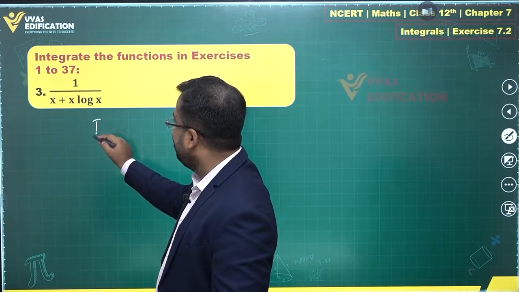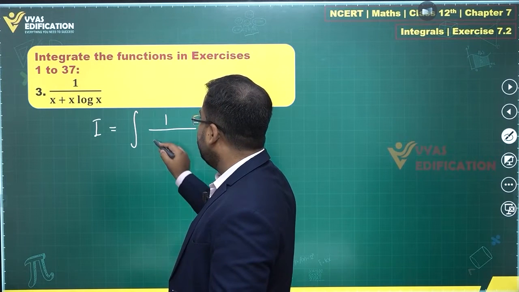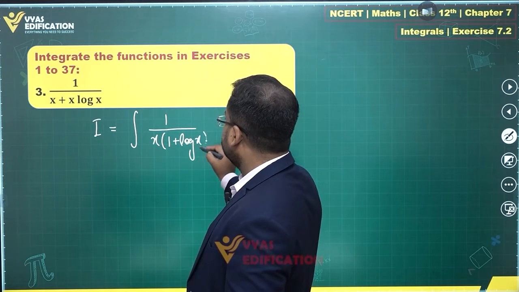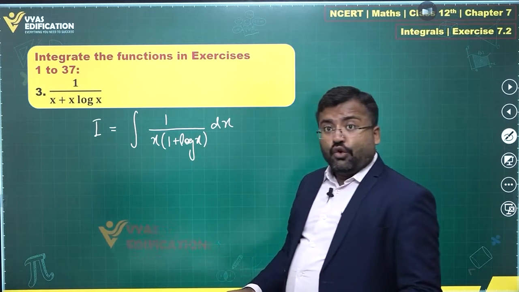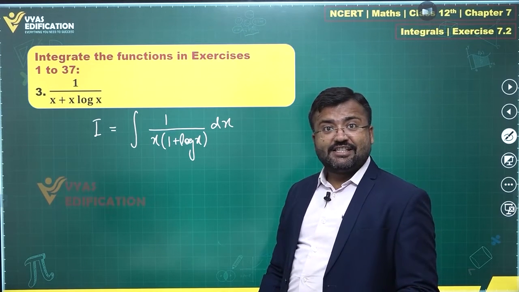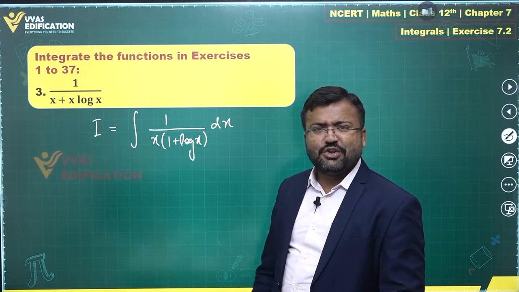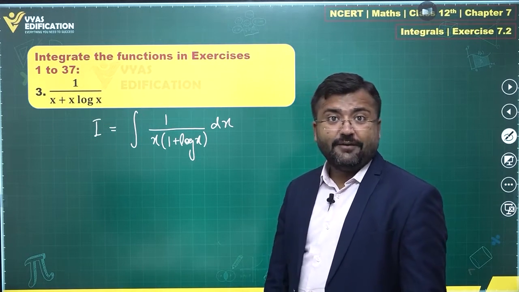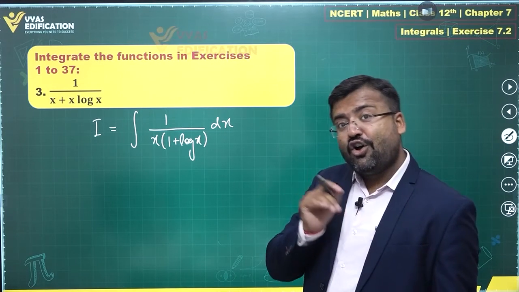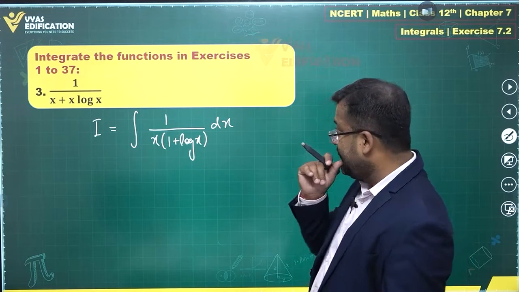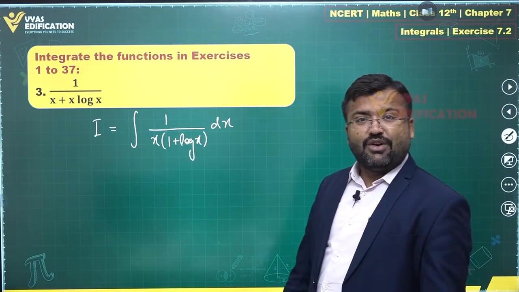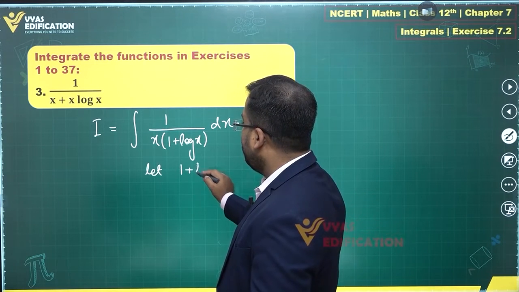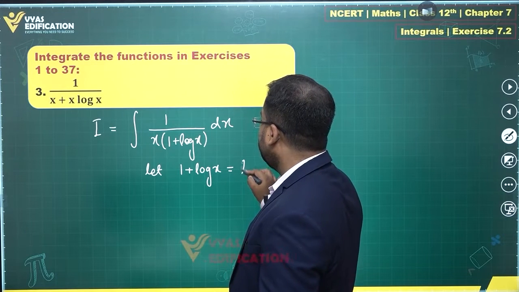But then, do you observe that x can come out common, and what will remain is this. Now I see that 1 by x. Yes. It was slightly hidden. That log x can be substituted as t, or I can substitute that 1 plus log x as t. That 1 will not create a problem, right? Yes. So let 1 plus log x be equal to t.